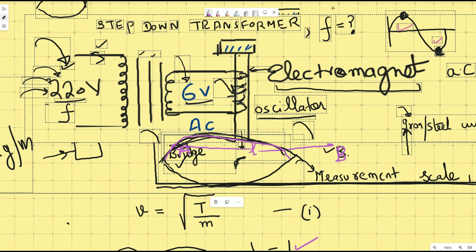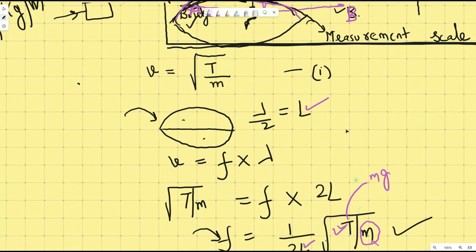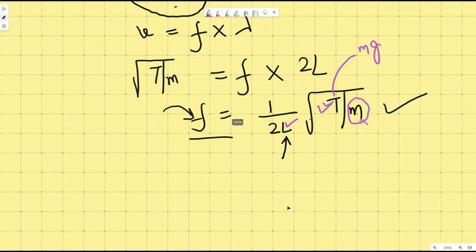The wire is made of iron, and it vibrates because it gets attracted to the electromagnet. Now, if you notice, what happens is that the electromagnet attracts the wire, for example, 100 times in 1 second. Just as an example, it attracts it 100 times, and this is happening at the time of resonance.